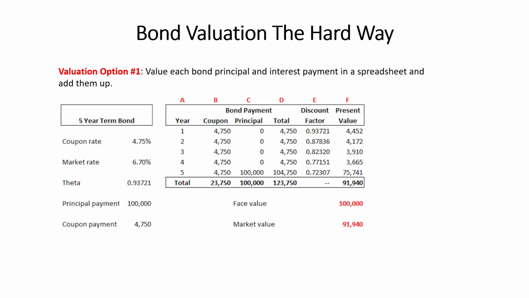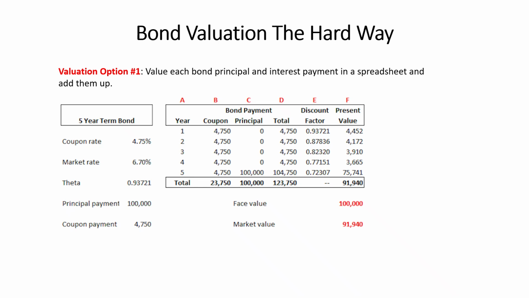So if we go to the second section of that spreadsheet, we're going to have a spreadsheet with 6 columns. Column A would be the year. We're going to go from year 1 through 5. Column B would be the coupon payment. Remember that we're going to receive a coupon payment at the end of every year. So every year has a 4,750 attached to it.